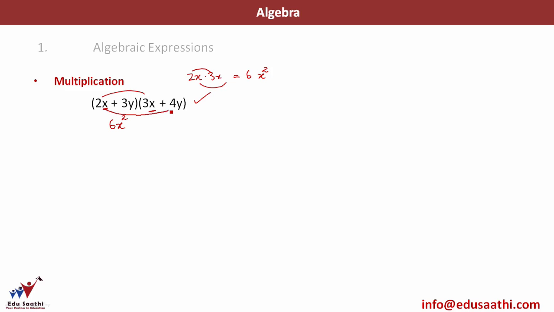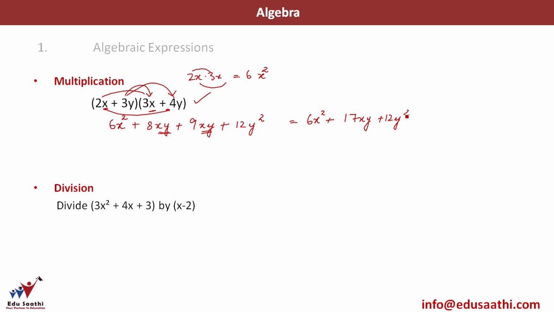Then this 2x will be multiplied with this 4y, and plus, because there is a plus between all of them. 2x into 4y, this will be 8xy, plus 3y into 3x. So coefficients will be multiplied separately and variables will be multiplied separately, plus 3y into 4y. So this will be 12y square. If I look at it, this xy and xy, the coefficients can be combined, and the answer that you would get would be 6x square plus 17xy plus 12y square. This is how you multiply two algebraic expressions.